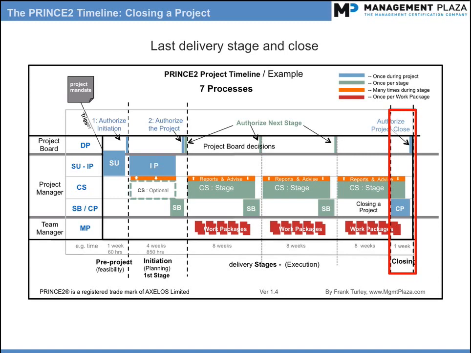The last thing that the project manager will do is to recommend project closure to the project board. Therefore, it is not the project manager that closes the project. Timing. In this example, this stage is 9 weeks, and the closing a project process is done over a period of 2 weeks. Again, this is just an example, and it will be different on each project.